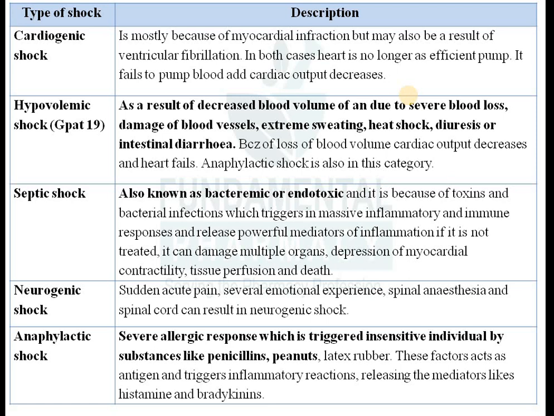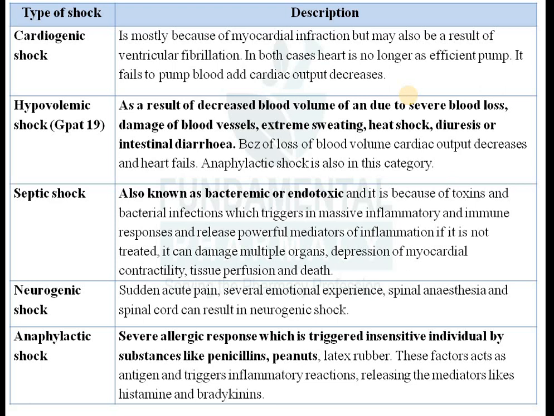Myocardial infarction means the myocardium, the middle muscular layer, becomes dead. That is nothing but myocardial infarction, and that's why the heart is not able to pump the blood forcefully. The shock which occurs due to this reason is the cardiogenic shock. In that case you have to use cardiotonics, or you have to use adrenaline. You can directly inject it: intracardiac injection of adrenaline, directly into the heart, to increase the cardiac output. So that is cardiogenic shock.